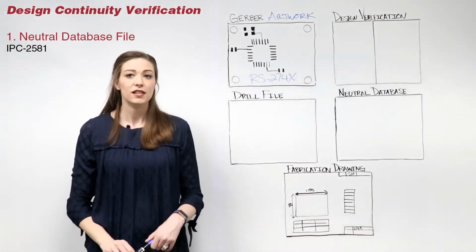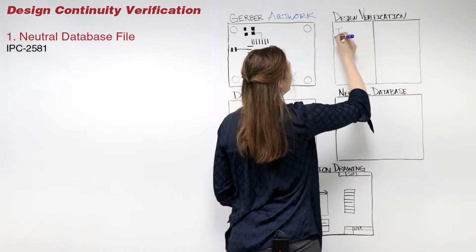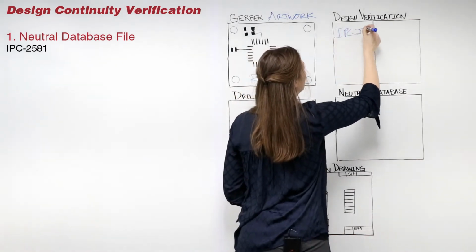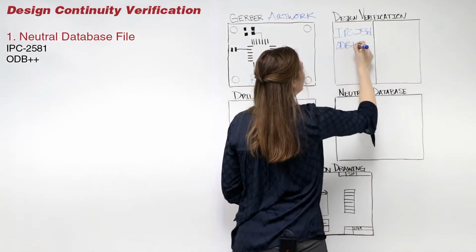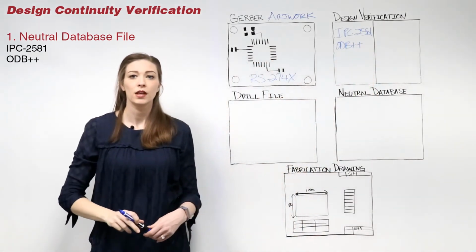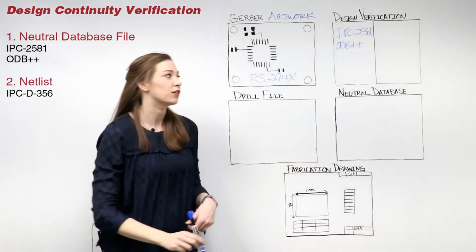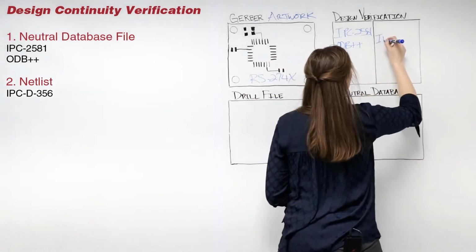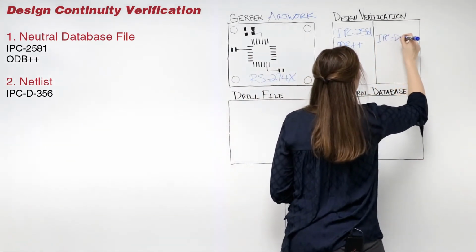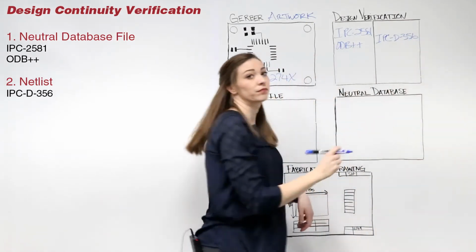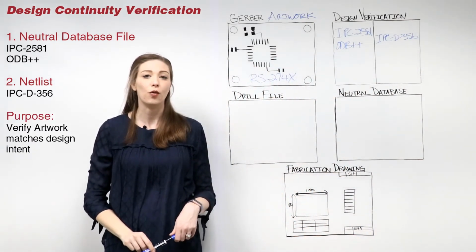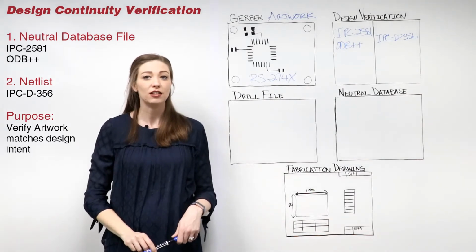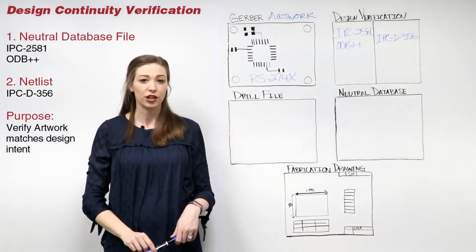You will also need the industry standard design continuity verification output. This is comprised of the IPC 2581 or ODB++ output, as well as the IPC D356 format netlist. This will allow the manufacturer to ensure the provided artwork matches the design intent electrically before and after fabrication.